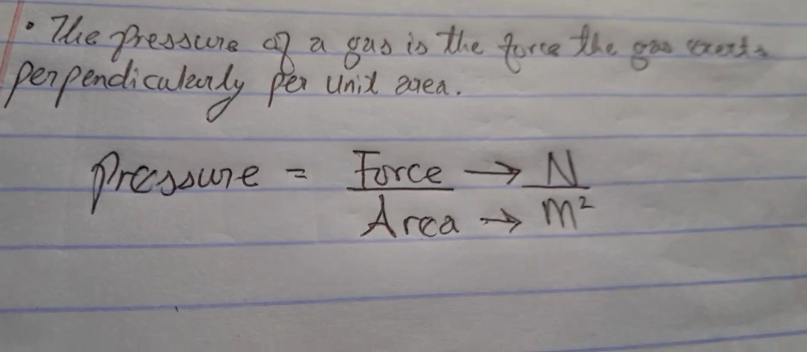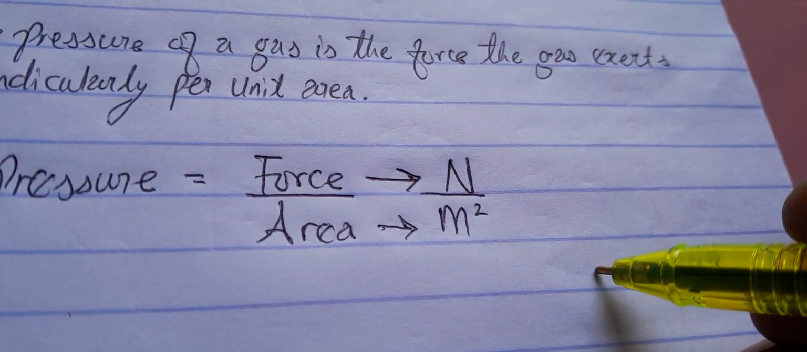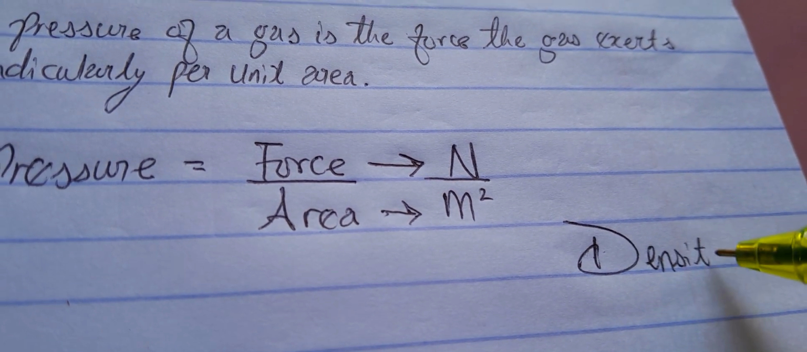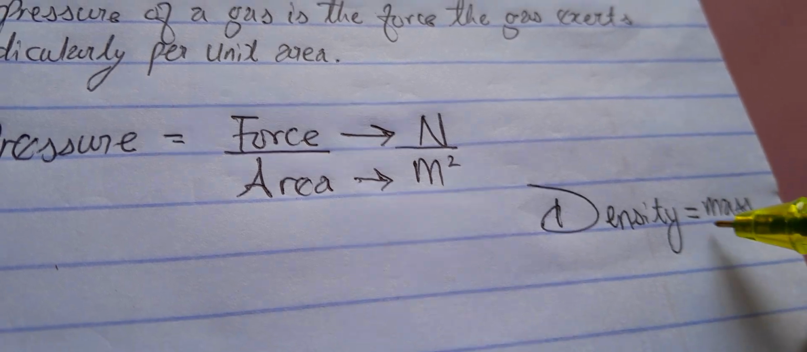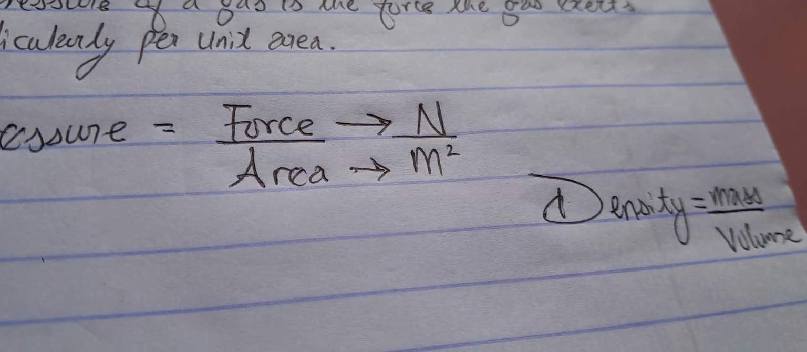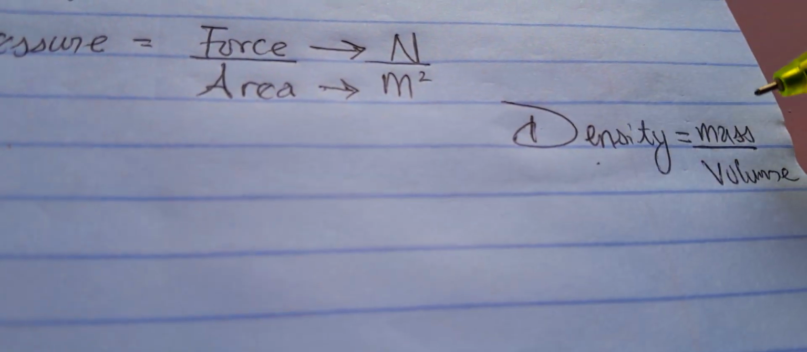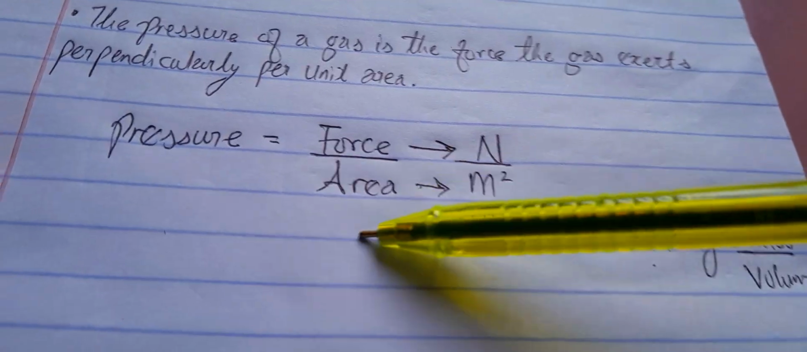Okay, so we need to bring in a derived quantity, which is density. Density is mass over volume. All right, so we need to bring density into this formula. So now, how do we do that? We know density is mass over volume. We can't see mass here, we can't see volume here.